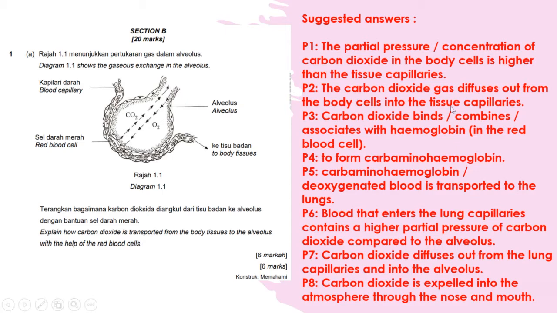Okay, so there are about 8 points here. You can give more than 6 points, but 6 points are enough to get the full mark. Make sure you understand the question and answer it correctly. It is about explaining how carbon dioxide is transported from the body tissue to the alveolus by the red blood cells. Okay, so that is the answer for question number 1A.